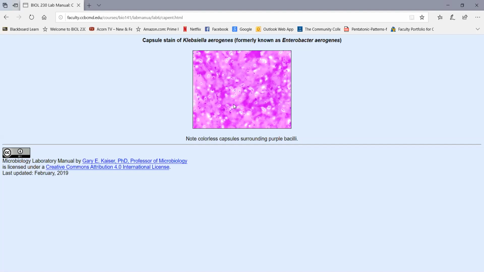And of course, on a practical, if I ask you what structure do we see on this slide, that structure would be the capsule. Remember, we can stain bacteria in order to observe structures such as capsules, endospores, flagella, and such. In this case, we're looking for the structure that we call the capsule.